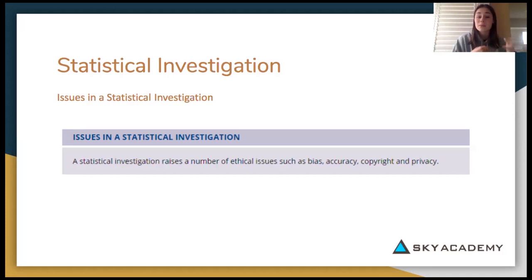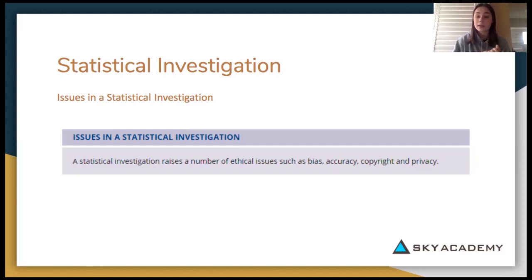They might not, but just be aware that these 2 things, statistical investigation and issues in statistical investigation, are in the syllabus. They are in your textbooks. So just to be aware, you don't have to study them or anything, but just use common sense and know that they are a thing in the math syllabus.